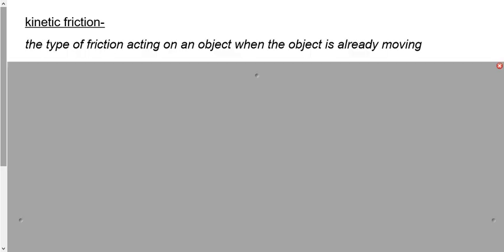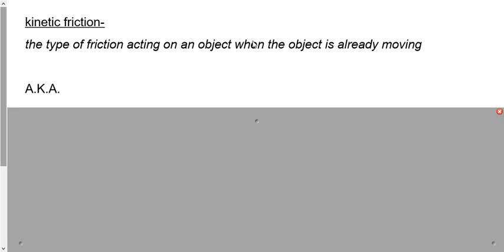So you've got a box that's moving across the floor, it experiences friction. Well, that's going to be kinetic friction because that object is moving. Another name for kinetic friction? What else can we call it? Well, we call it dynamic friction. I sometimes call it sliding friction. That's just my name for it, sliding friction, because I think it helps describe what it is.